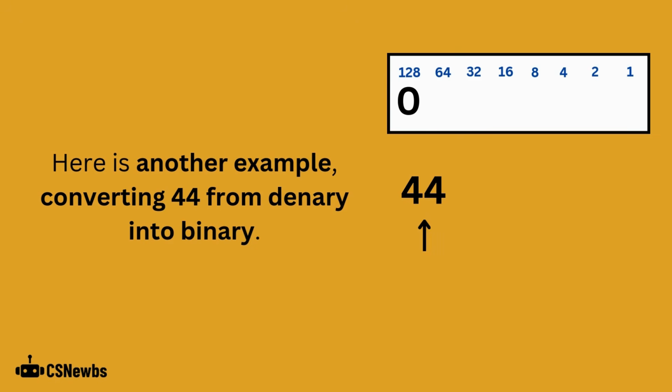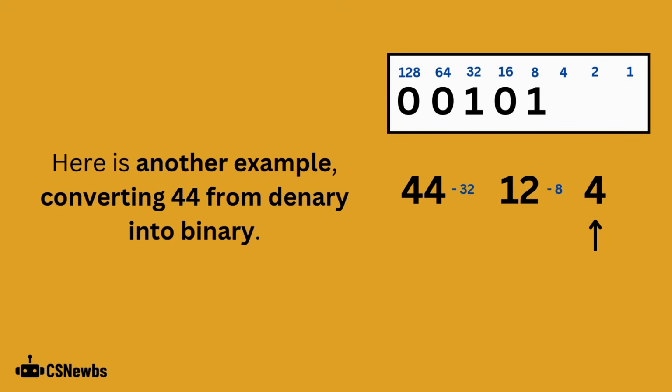128 does not fit into 44, so we put a 0. 64 is also too large for 44, so again we put a 0. 32 does fit into 44, so we add a 1 beneath the 32 place value and subtract 32 from 44, giving us 12. 16 does not fit inside of 12, so we put a 0 beneath the 16 place value.